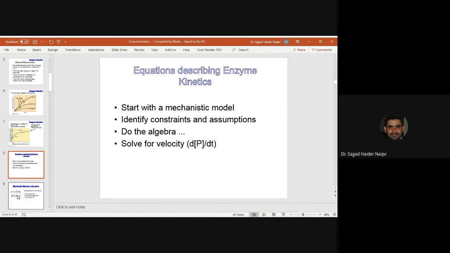So all equations, all mathematical models of enzyme kinetics, start first with a model of how the reaction is going to take place, what are the constraints that can affect the reaction, and we'll make some assumptions to start with. We do the mathematics and we solve for the velocity, which I already mentioned is the change in the product concentration divided by the change in time.